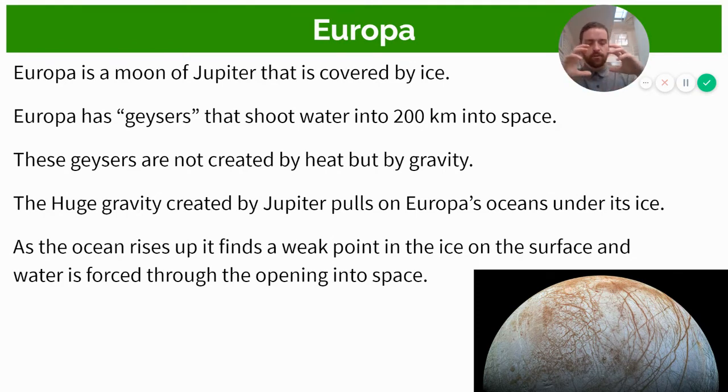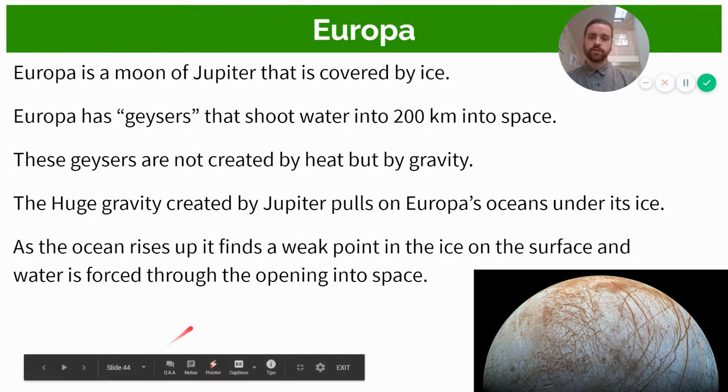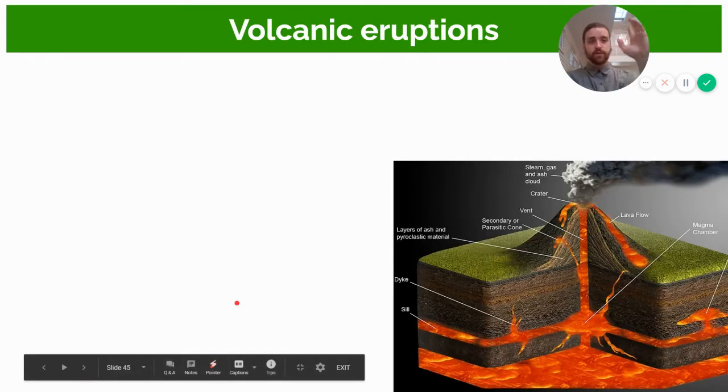Heat creates pressure inside the bottom of the geyser, and that shoots it up. The pressure is created on Europa by ocean waters that are being pulled by Jupiter's gravity, and they're pulled so hard that when they find a small opening, they shoot out. They shoot out with huge amounts of force. All right, so that's the first one. Geysers created on Europa by Jupiter's gravity.